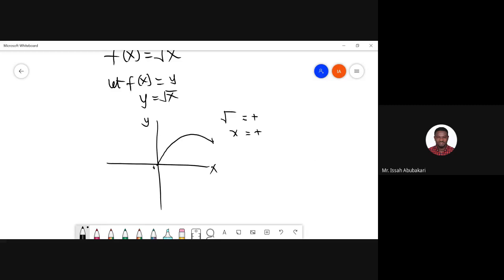So we go this direction. Is that okay? And the range of this function will be 0 to positive infinity, because it goes like this. It will go to positive infinity. Right. Now let's look at another one.